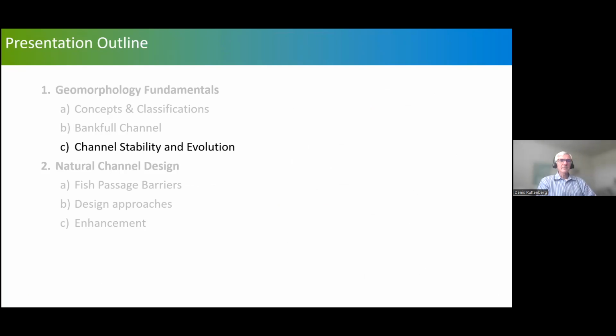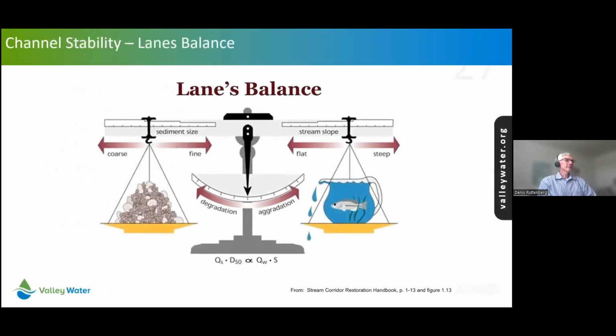Let's see here. 23. Channel stability. So maybe some of you have seen this. This is a pretty handy tool. It's called Lane's Balance. It allows you to interpret a channel, and it allows you to interpret what happens if something changes in a channel.